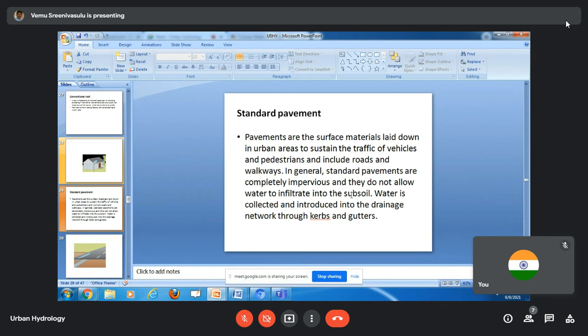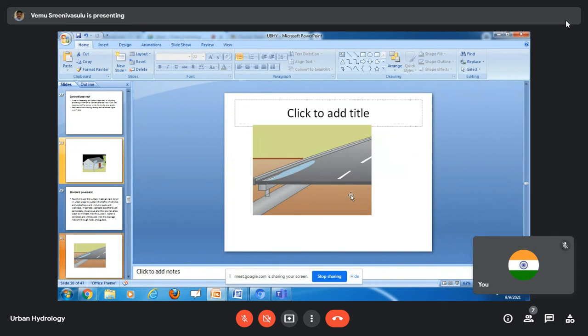Pavements are the surface material laid down in urban areas to sustain the traffic of vehicles and pedestrians, and include roads and walkways. In general, standard pavements are completely impervious and they do not allow water to infiltrate into the subsoil. So water is collected and introduced into the drainage network through the curbs and gutters. Okay. So water is collected from the roof and also water is collected from the pavement, right? Okay. So these are the inlets. The water collected from the road will go to the main pipe through this inlet.